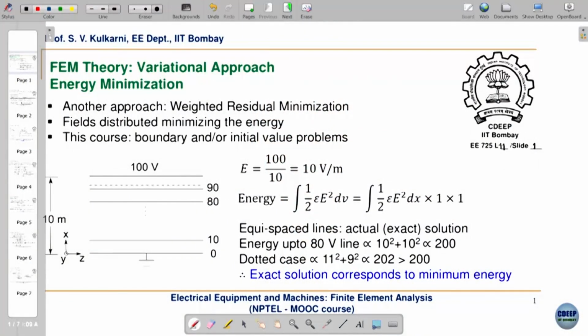Welcome to the 11th lecture, and from the 11th lecture we are now getting into finite element analysis. There are two distinct approaches in the finite element method. One is the variational approach, which is basically the energy minimization approach, which is closer to the physics, because we are calculating the energy and we are minimizing the energy.